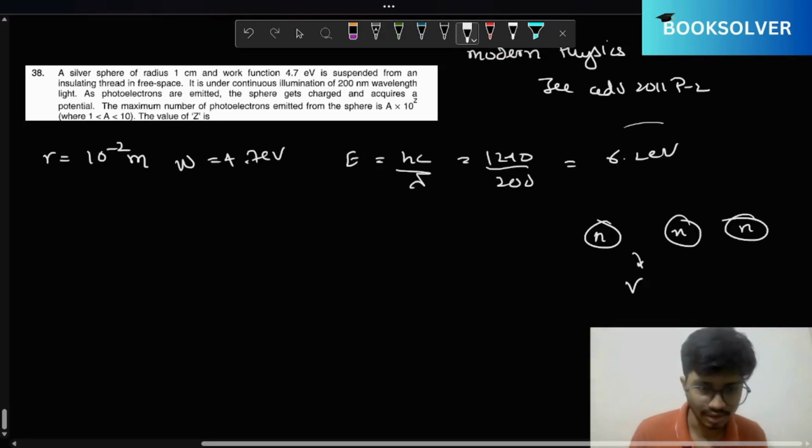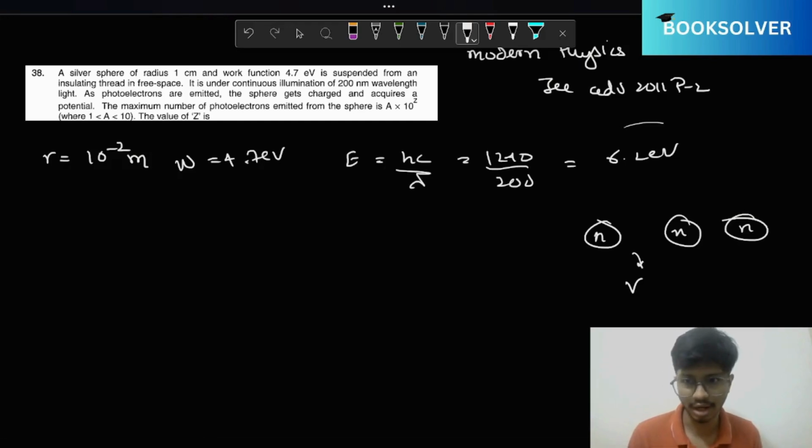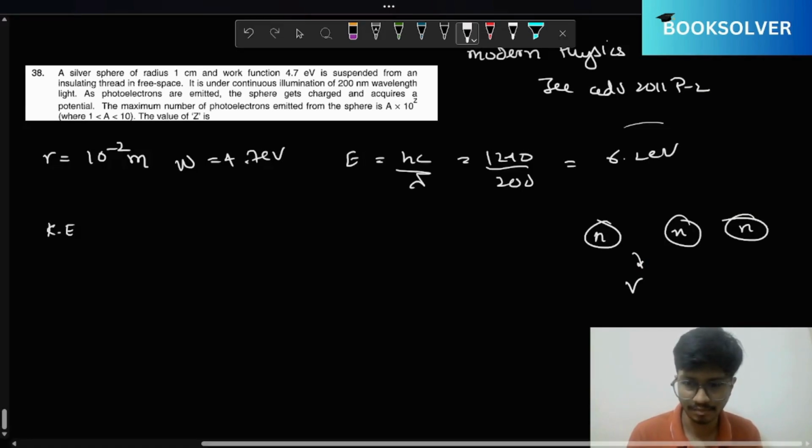and that is basically the potential that it will gain, right? So we need to calculate the potential. If we are able to calculate the potential in terms of n, it's a piece of cake, this question, right? Now we can use this relation that kinetic energy plus work function is equal to hc by lambda. Kinetic energy is your potential energy, and that is equal to 1.5 electron volts.